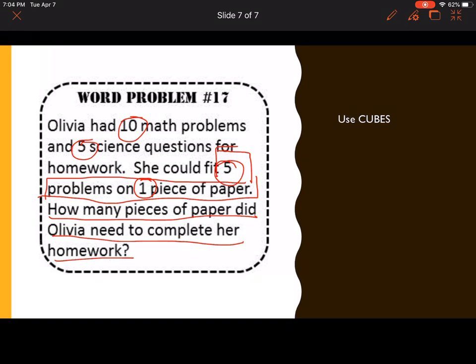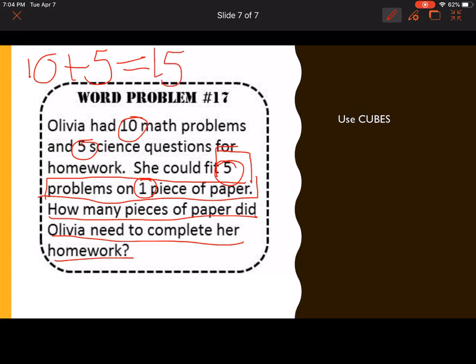She has 10 math and 5 science questions for homework and can fit 5 problems on one piece of paper. How many pieces of paper does she need? Well, first we should figure out how many questions Olivia has for homework. She has 10 math and 5 science. What operation should we do to get the total? Addition. 10 plus 5. Easy peasy, 15. So she has 15 problems.